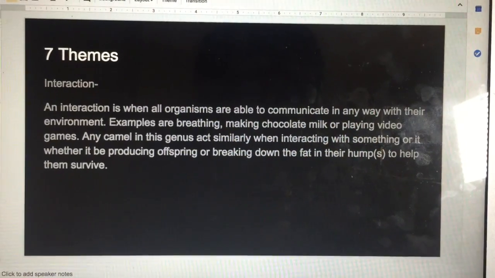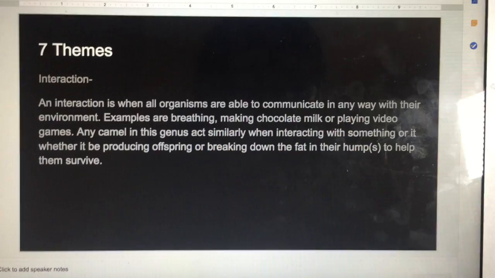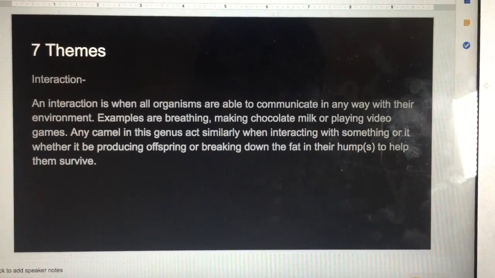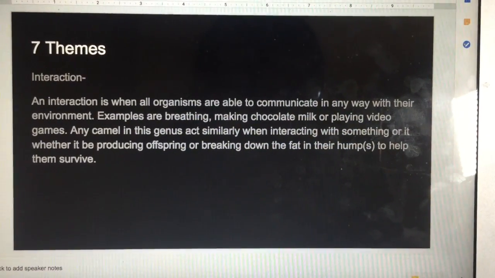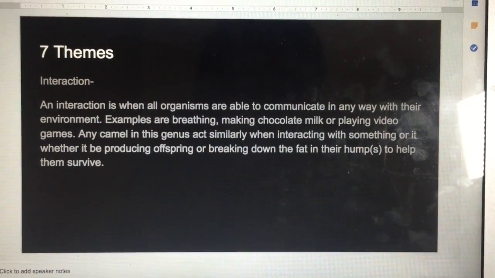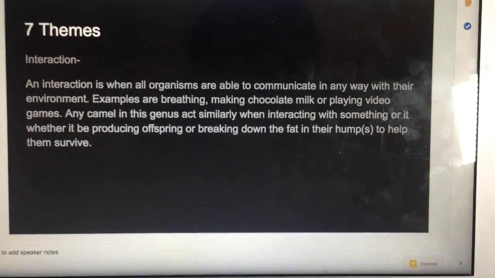An interaction is when all organisms are able to communicate in any way with their environment. Examples are breathing, making chocolate milk, or playing video games. Any camel in this genus acts similarly when interacting with something, whether it be producing offspring or breaking down the fat in their humps to help them survive.